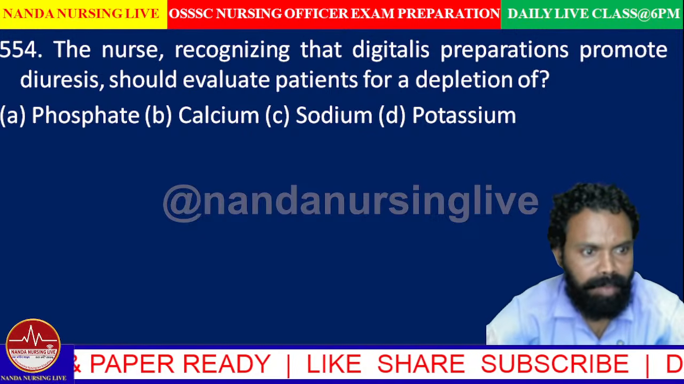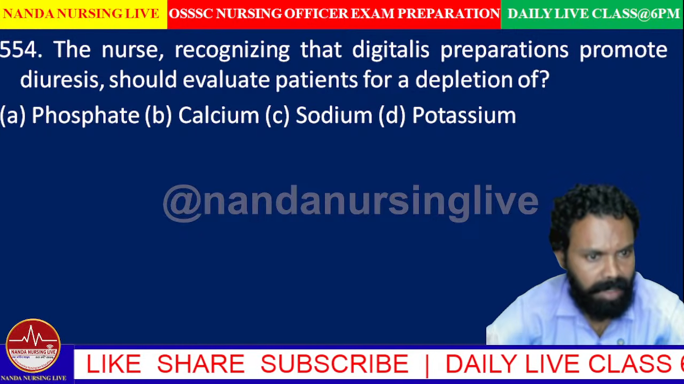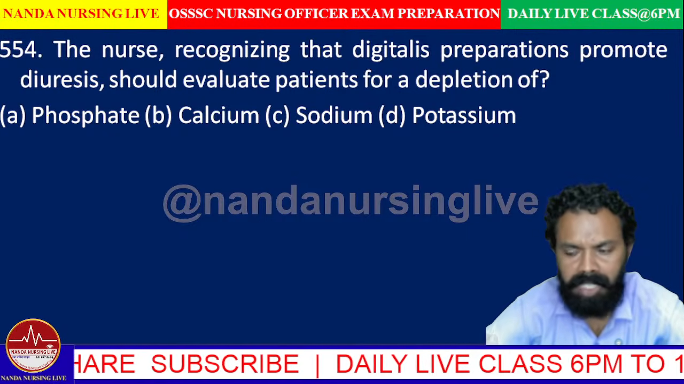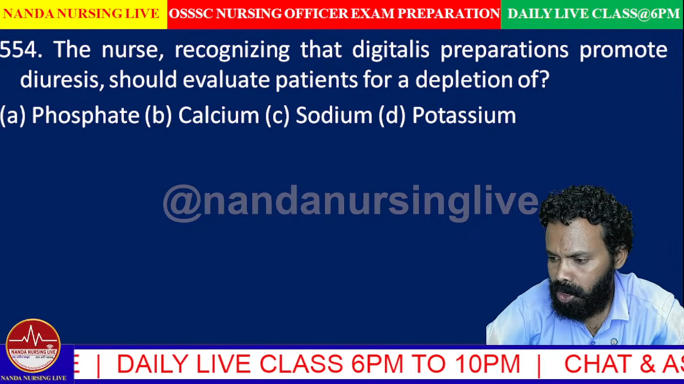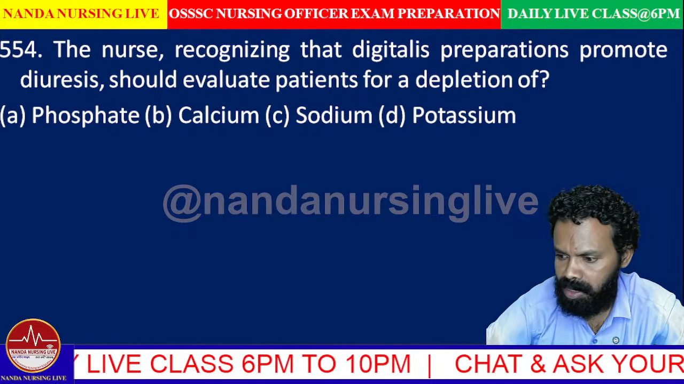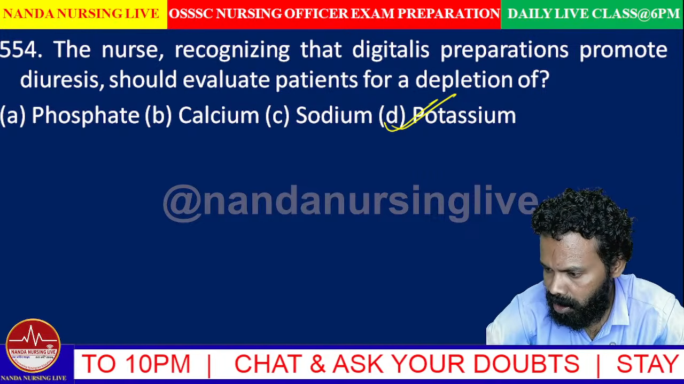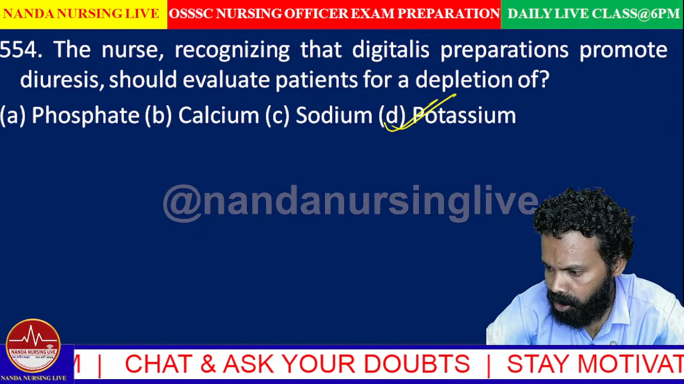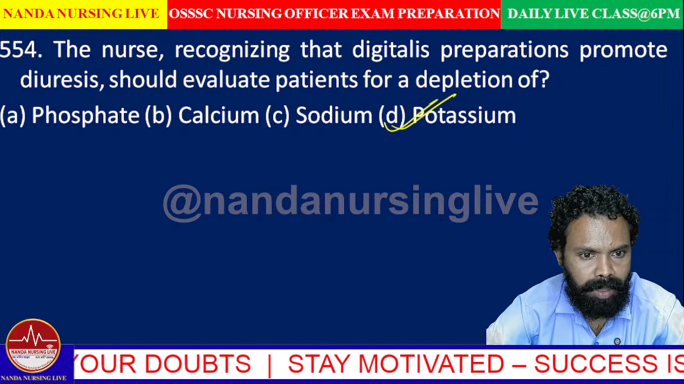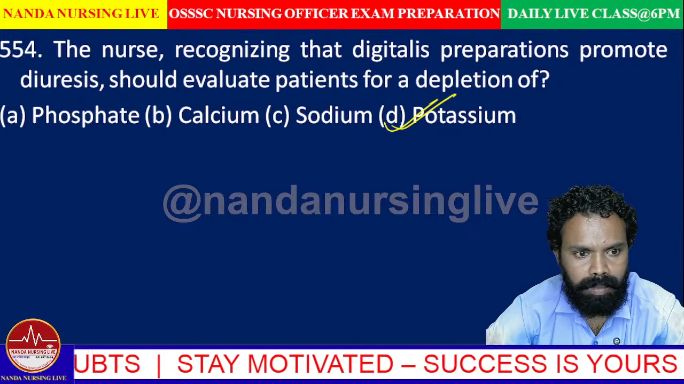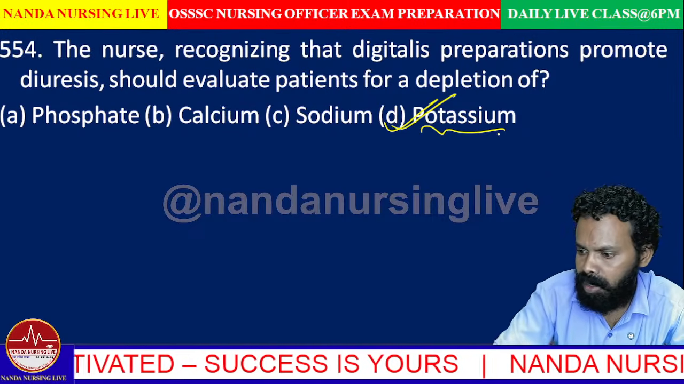Next question, question number 554. The nurse recognizes that digitalis preparation promotes diuresis and should evaluate the patient for a depletion of, option A is phosphate, option B is calcium, option C is sodium, option D is potassium. So the correct answer is potassium. Potassium depletion means hypokalemia, low potassium level, right? So we have to monitor potassium and evaluate for potassium depletion, right?